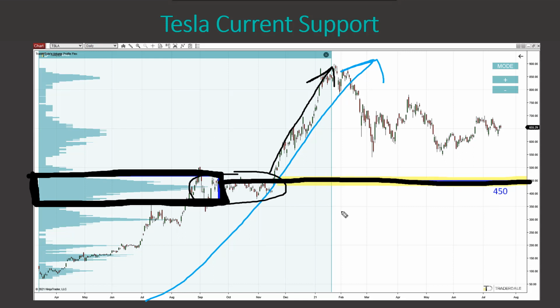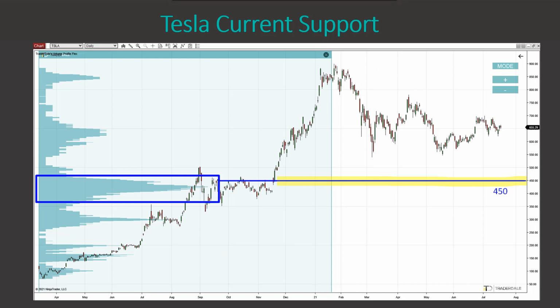And this zone should work as a strong support around 450. So if the price drops here, then this will be a nice opportunity to invest in this stock. That is, if you're interested in trading this stock and in investing in Tesla, then this will be the strongest level to do so. At least in my opinion. I could be wrong. Wouldn't be the first time.